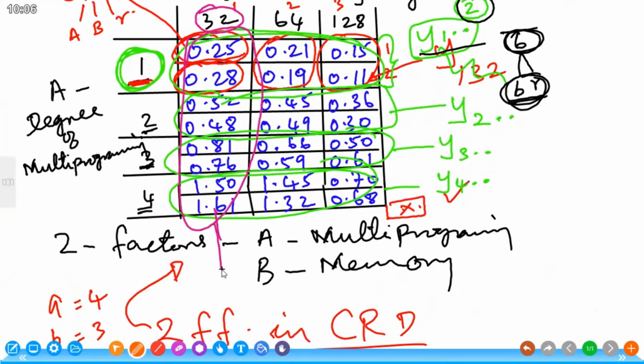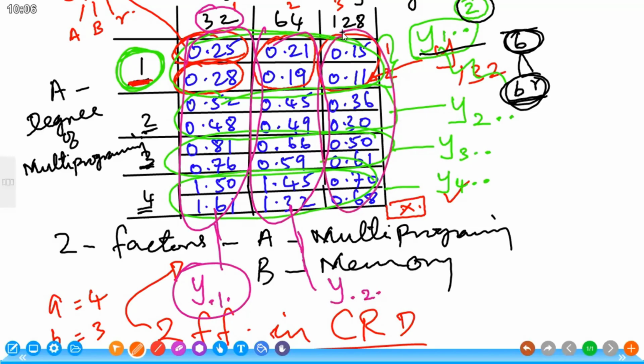So this is actually y dot 1 dot. If you add this, how many digits are there? 8 digits, right? If you add that, it is y dot 2 dot. If you add this, y dot 3 dot. Is it clear to everyone?